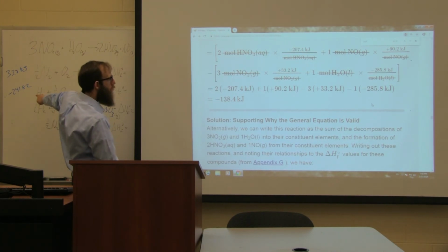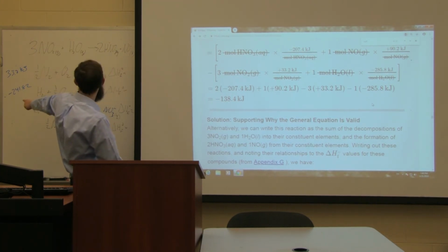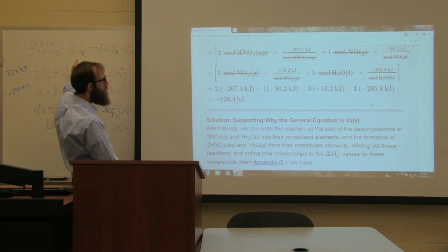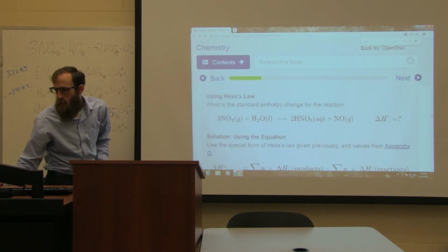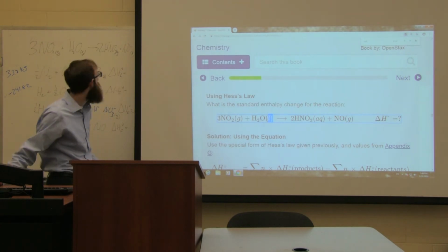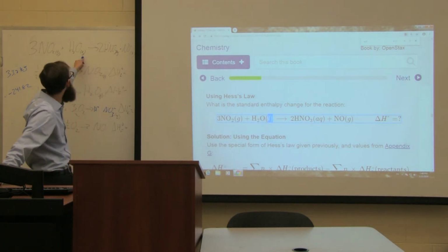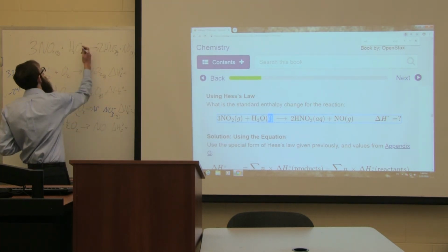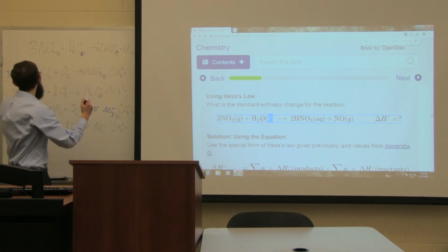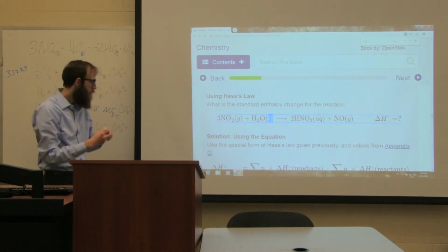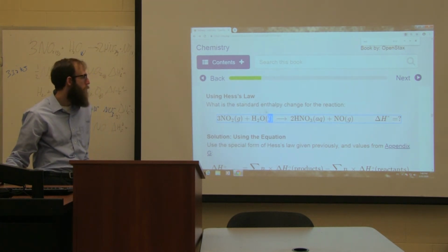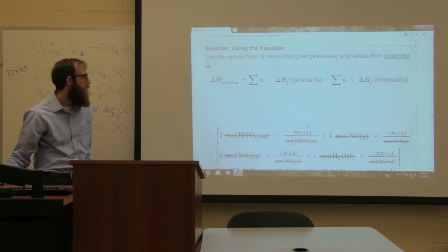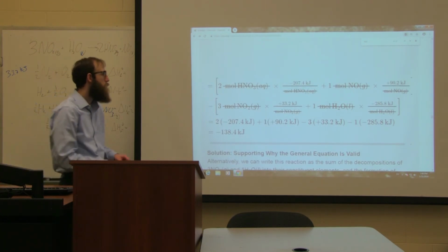Oh gosh, what did I do? I got water as a liquid. I thought I had water as a gas there. Do they have water as a liquid or a gas? Oh, I wrote it down wrong. That's supposed to be a liquid, and so I wrote down the wrong value. See, it's state dependent. It depends upon whether it's a liquid or a gas. And I got the wrong one from that table.